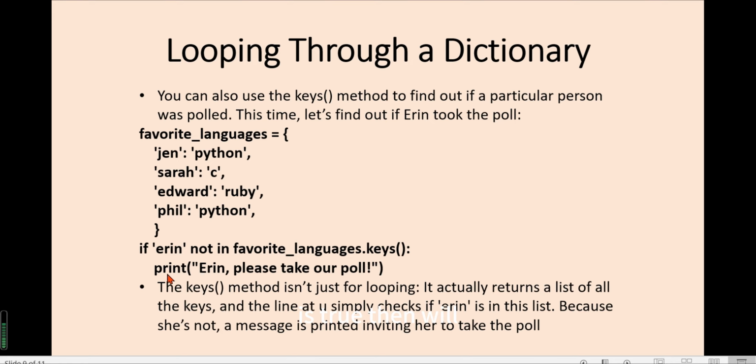Since it is true, we'll run the statement after this if. So we print Erin, please take our poll, because Erin is not in this keys list inside this dictionary. So the keys method isn't just for looping, it actually returns a list of all the keys, and the line simply checks if Erin is in this list. Because she's not, a message is printed inviting her to take the poll.